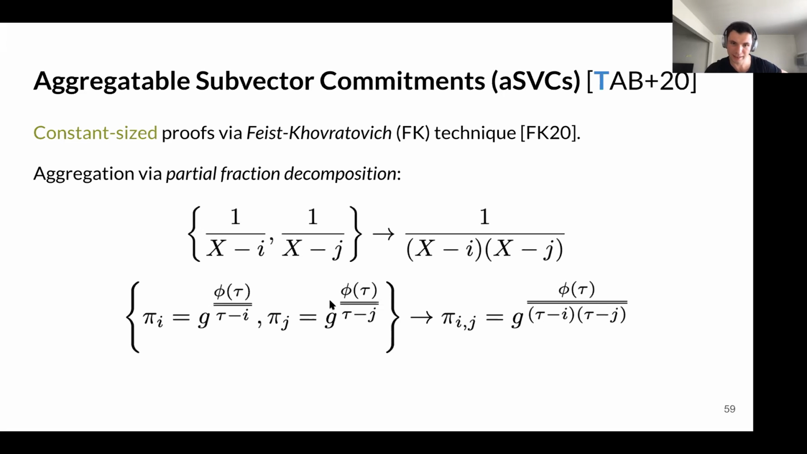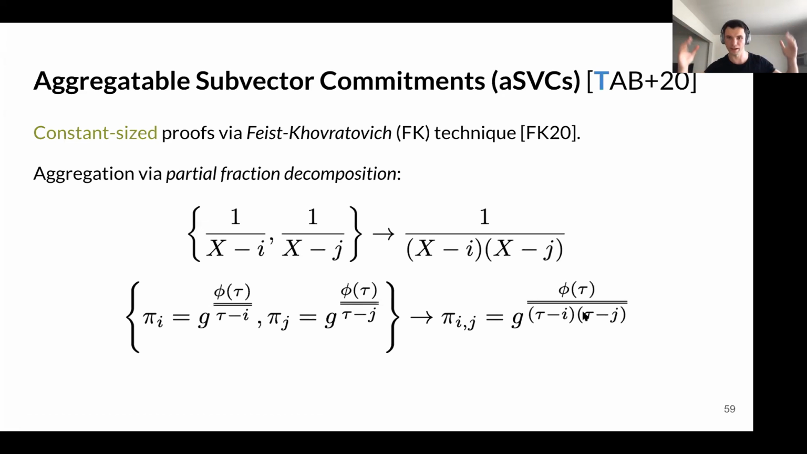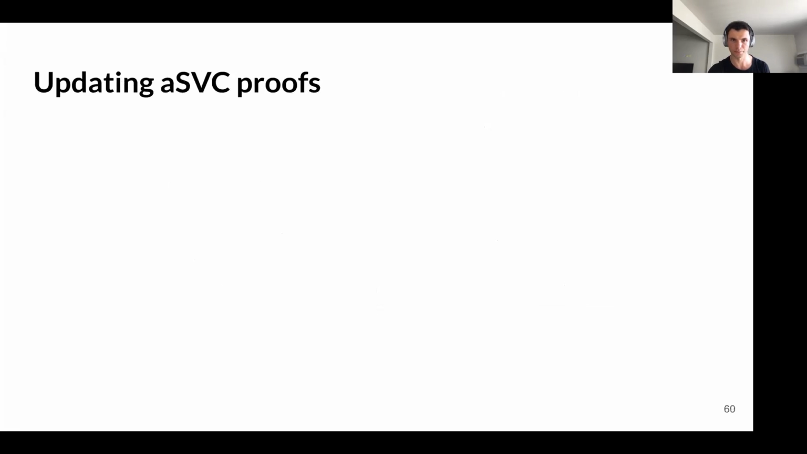So it turns out that if we take a linear combination of these two proofs using the same coefficients we would use here, we actually can aggregate the proof. And this applies not just to two proofs, but to any number of proofs. And again, we go into much more detail in the paper and in our other presentations about how this works.